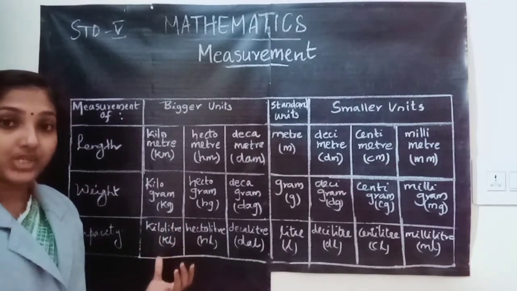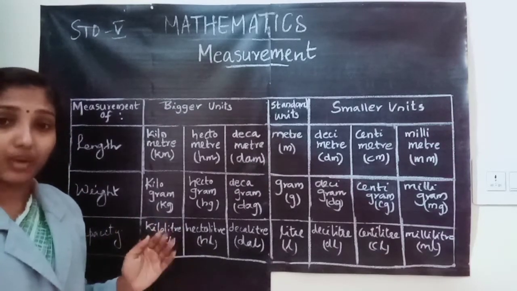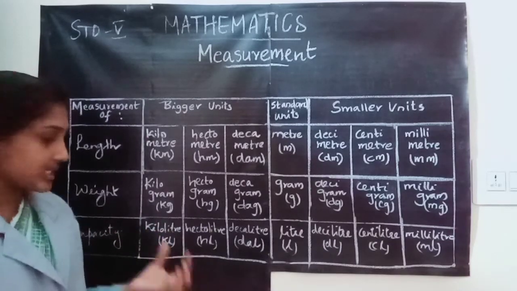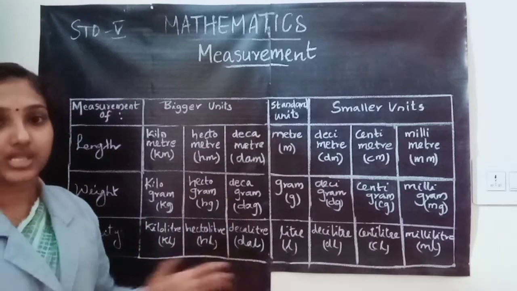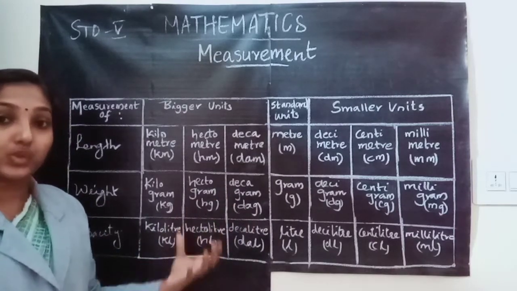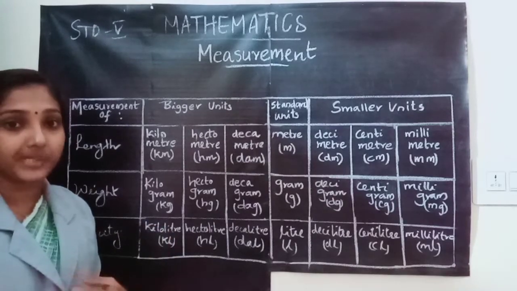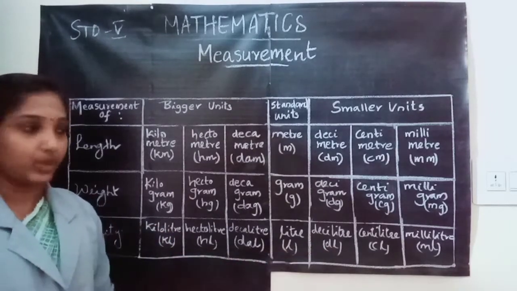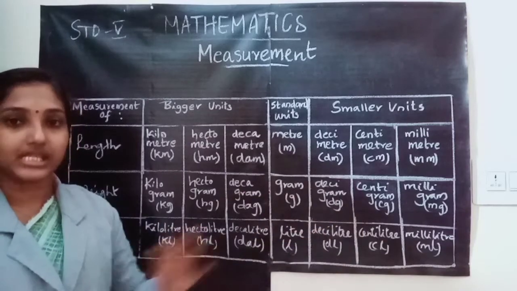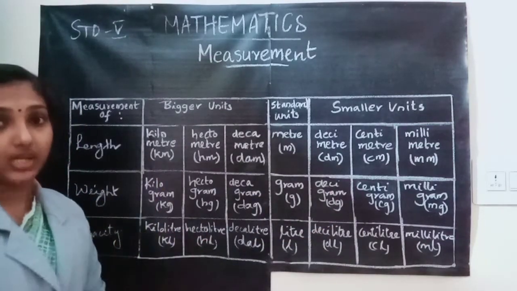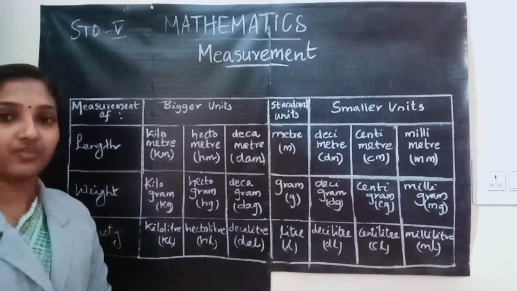And to measure the capacity of bigger bottles or big containers, we use our bigger units such as kiloliter, hectoliter or decaliter. And to measure the capacity of bottles of medicines or perfumes and all, we use smaller units such as deciliter, centiliter and milliliter. Okay. So this is the chart which represents the units of measurement.